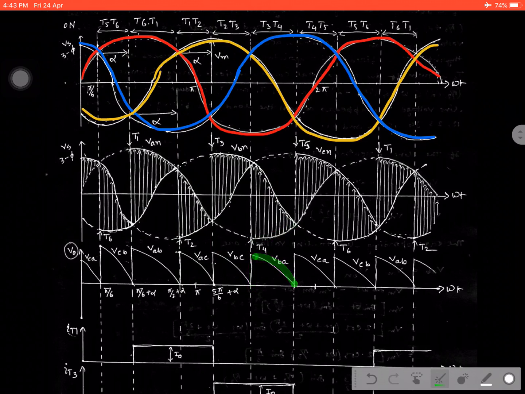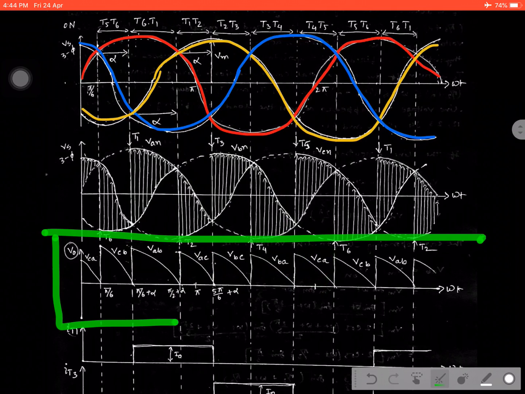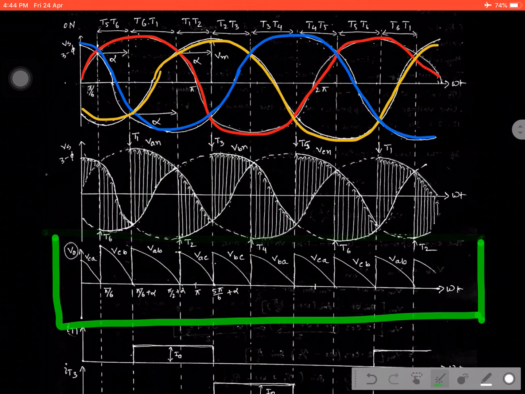That means, see, in all the cases it has changed its polarity. Similarly for this one, and similarly for the other two phases. So in this way, in all the cases we can form the output voltage, which is taken from the input voltage.